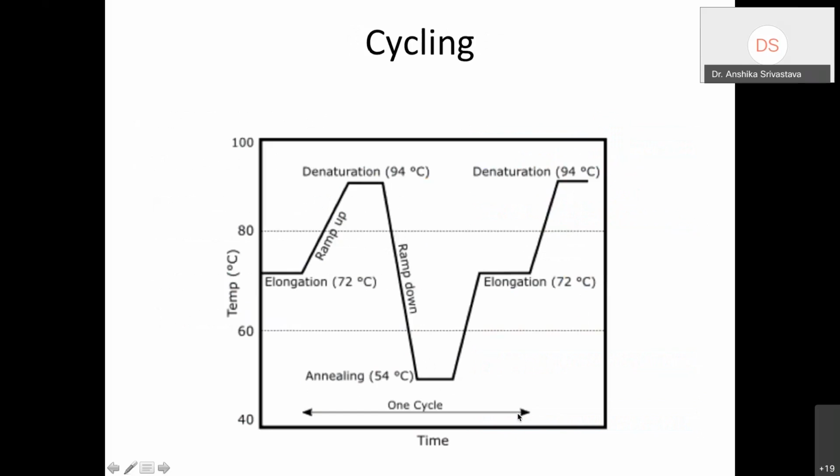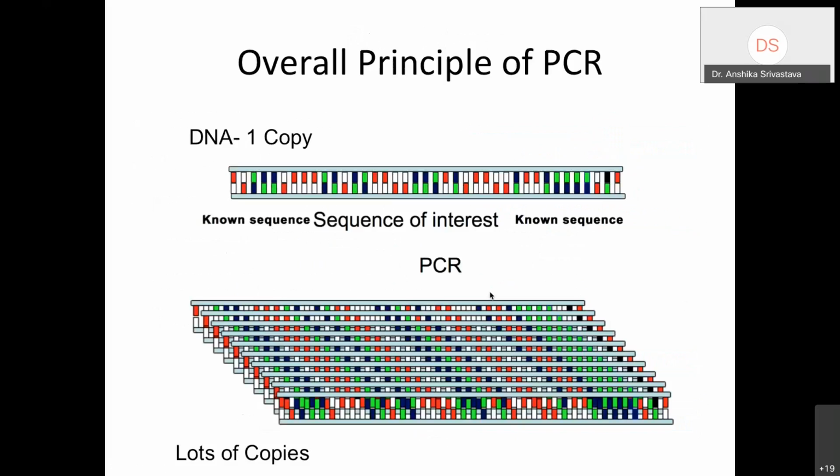So a cycle is composed of 3 steps: denaturation, annealing, and extension. Here it is written elongation, but it is similar to extension; it is just another word for extension. Just to give you an overall picture of the principle of PCR, here the DNA has 1 copy, and when you do the PCR, you get lots of copies, as you can see in this slide.